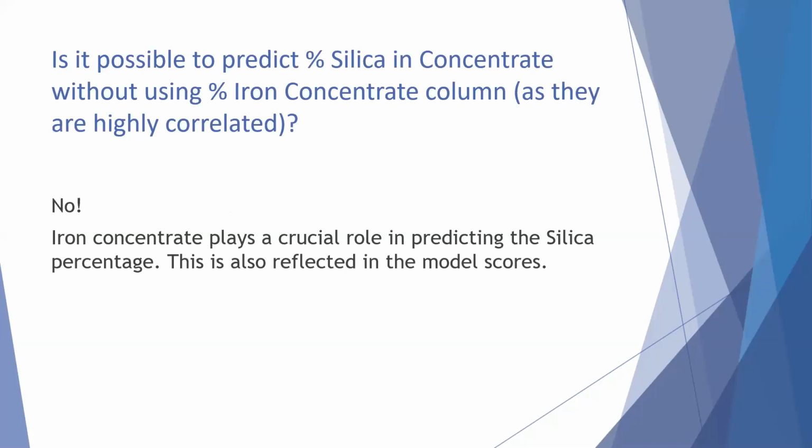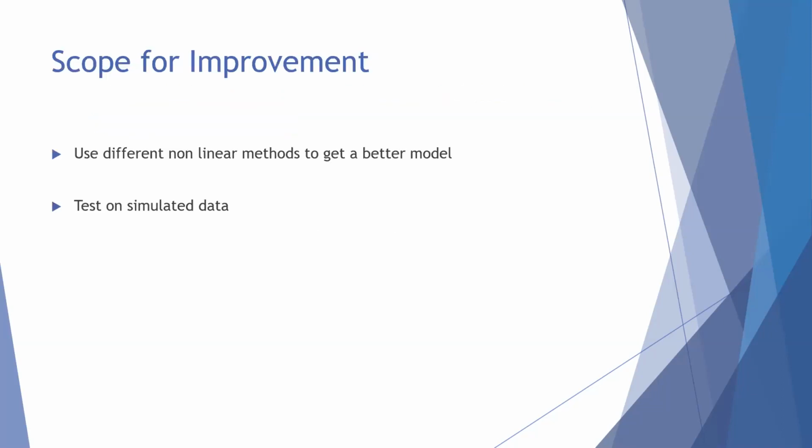So is it possible to predict silica without using the percentage iron? No. Iron concentrate played a significant role, as the model scores showed, a crucial role in predicting the silica percentage. So basically there's the scope of improvement, which is to use other techniques to get a better score, because 68% is still not a good score for a model.